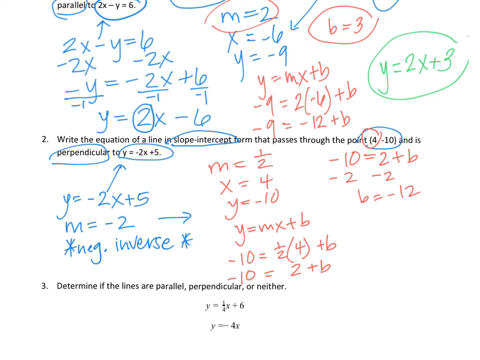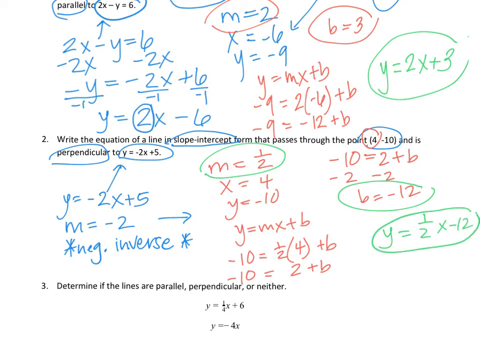Okay, so in green, I'm going to circle the important information. We have b and we have m, and now we need to put this into our equation. When we do that, we get y equals 1/2 x minus 12. So that is our final answer.